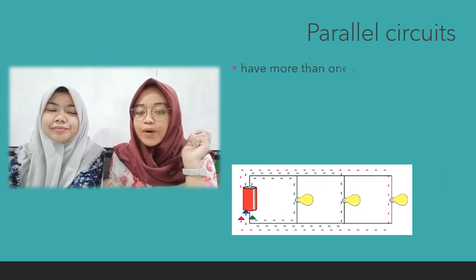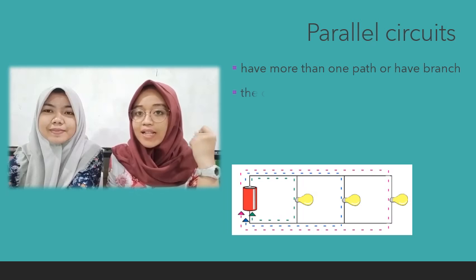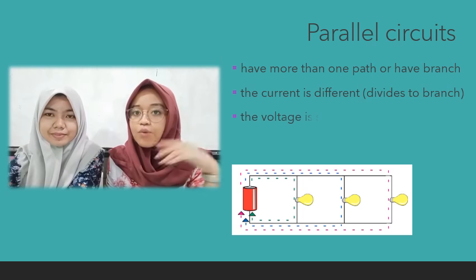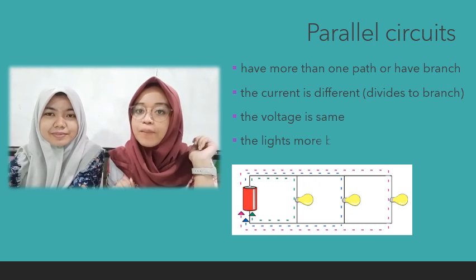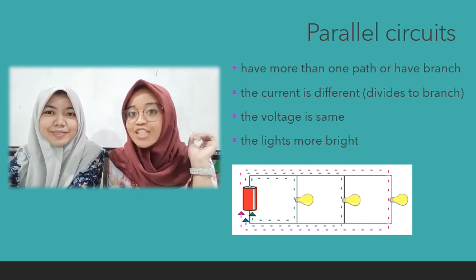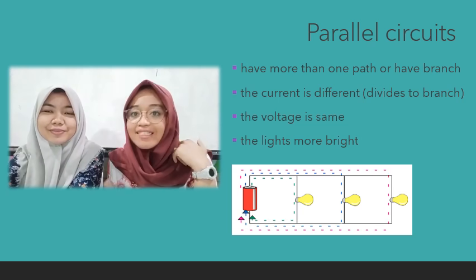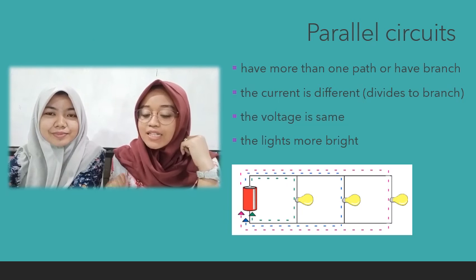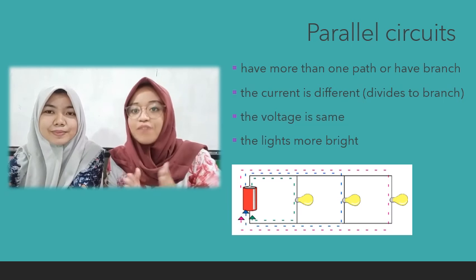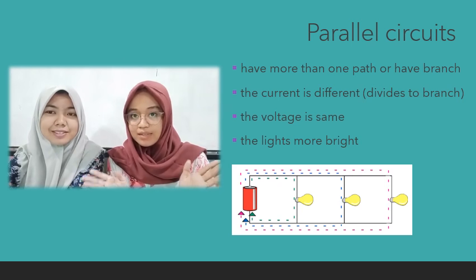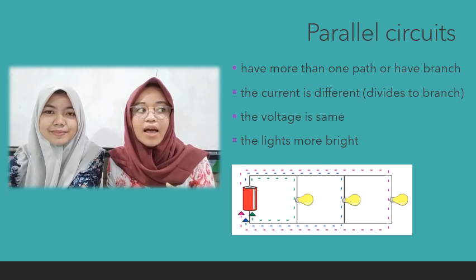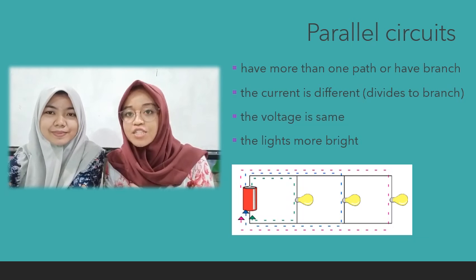Okay, next, parallel circuits. Please look at this picture. A parallel circuit has more than one pathway, or has branches. Can you see the branch in this picture? Okay, good. In parallel circuits, the electrical current is different because it divides into two branches. Next, in parallel circuits, the lights are brighter than in a series circuit.